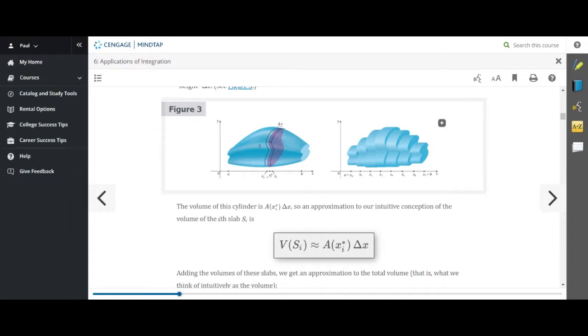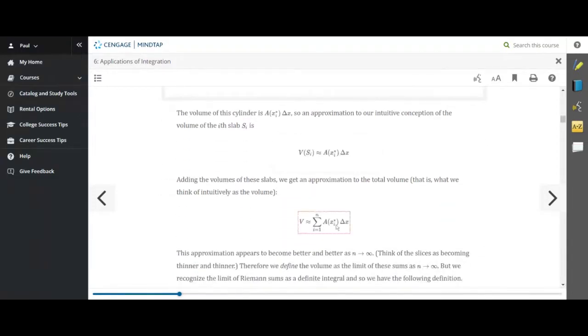Okay, well, so if we want the full volume, we have to add up the volumes of every slice. So that is a Riemann sum. As i goes from 1 to n, the volume is approximately equal to that sum. Now, how can the sum be a more accurate approximation of the volume? What do we have to let n approach?